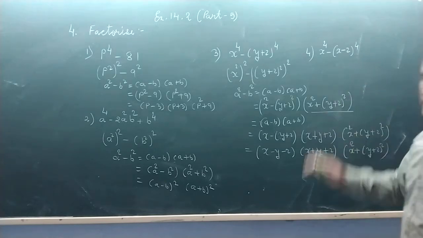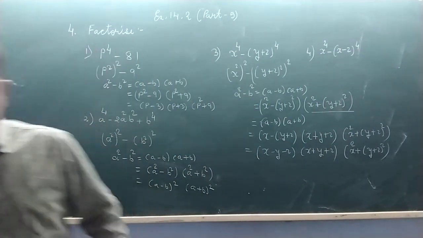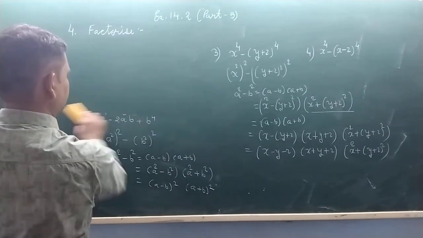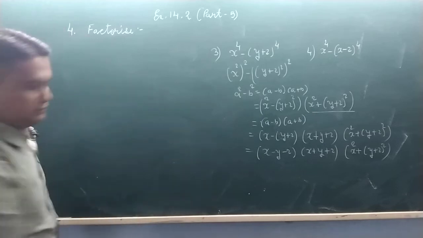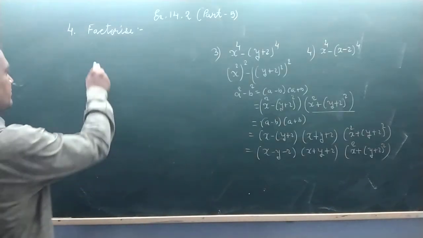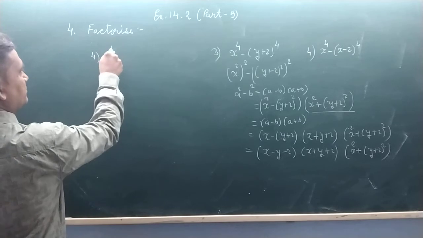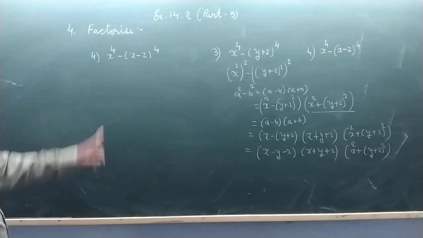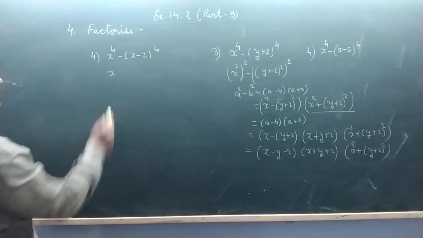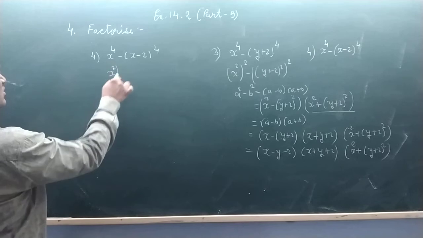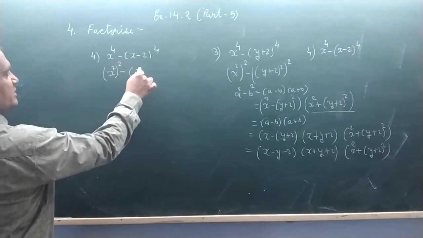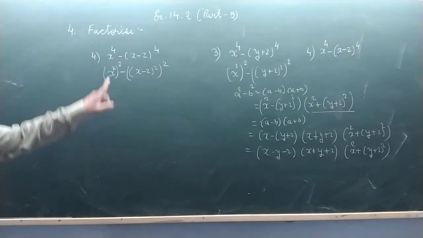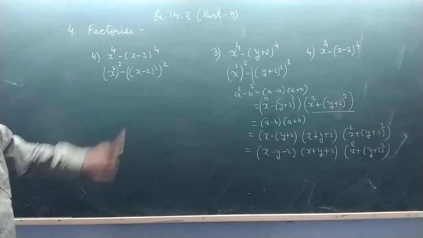Okay, now we will see the last one, question number 4. So question number 4 is x power 4 minus x minus z whole power 4. Okay students, so here we write as power 2: x power 2 whole power 2 minus x minus z whole power 2. Okay, this is power 4, so we write as power 2.